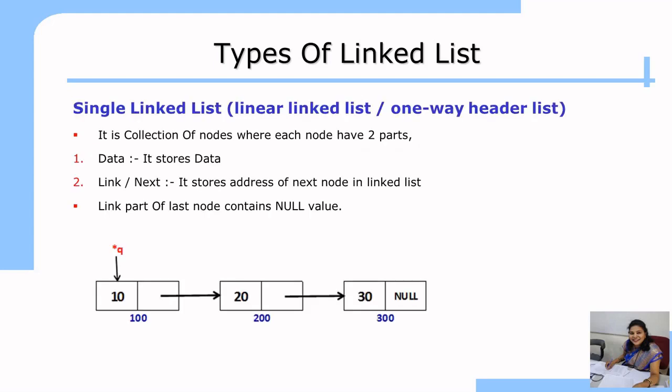So, definition of the single linked list. It is a collection of nodes where each node has two parts, a data part and a link part, where data stores the data value and the link contains address of the next node, and link part of the last node contains the null value to denote the end of the linked list.